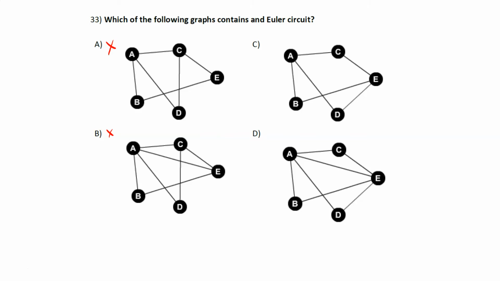Graph C, same thing. Vertex A is 1, 2, 3, so right away we identify that it does not have an Euler circuit. Graph D, 1, 2, 3, 4.